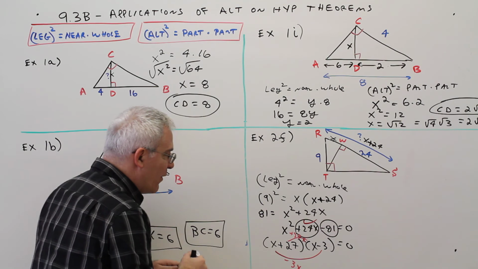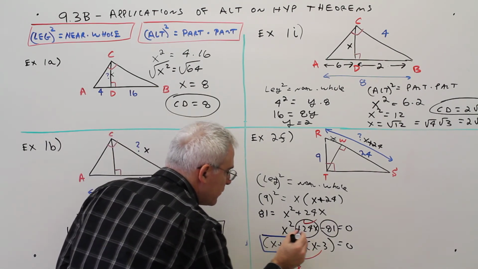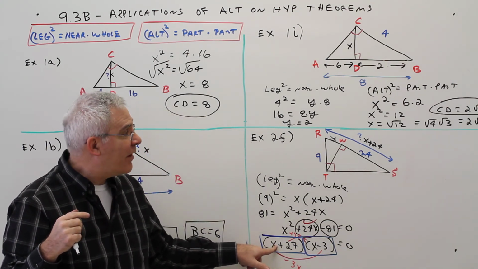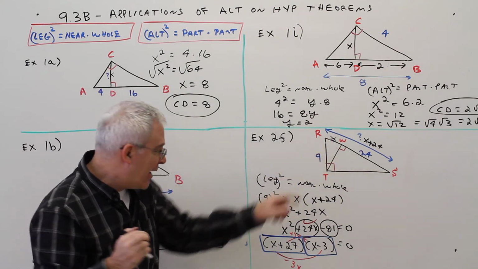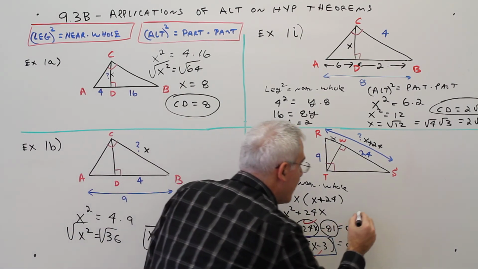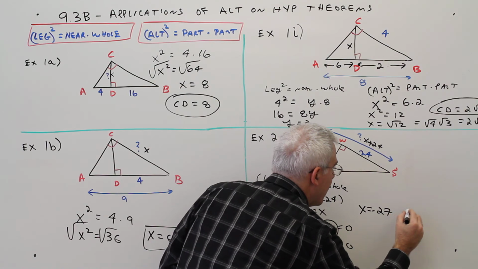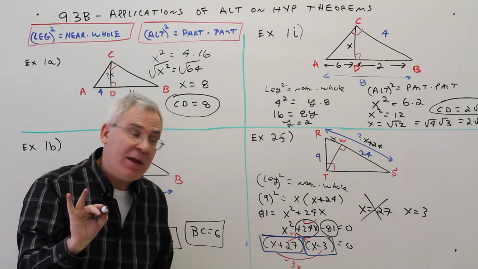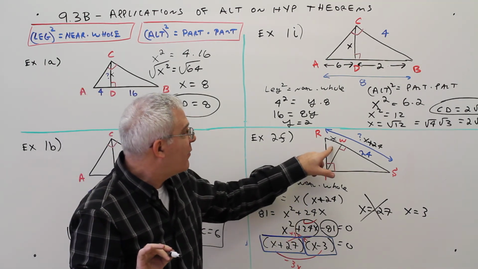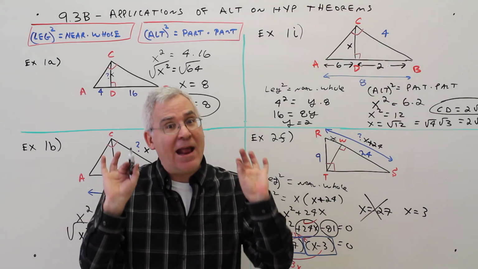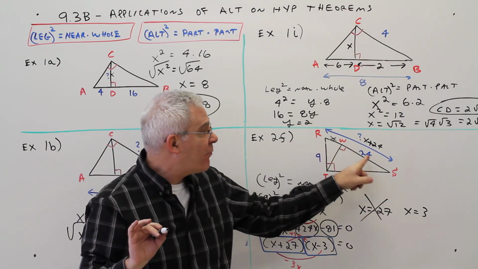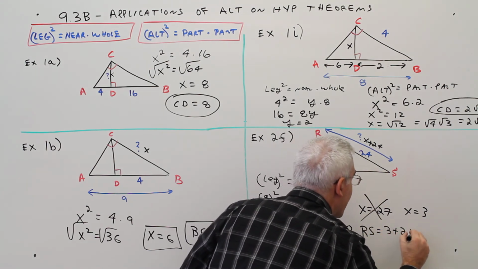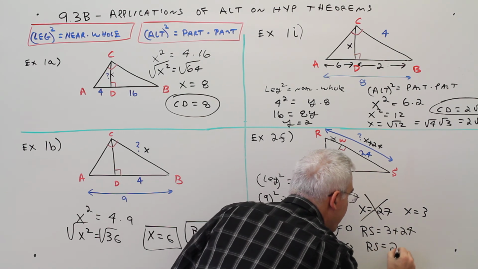And then we're going to chunk each factor and set it equal to 0. I could do that in my head. X could be negative 27. I can't have a negative side length, so I'll just write down my answer. So x equals negative 27, or x equals positive 3. I'm discarding that one because it does not make sense. Let's see if x equals 3 makes sense. Yes. Now, again, answer the question. They don't care about x. They really wanted RS. So RS will be 3 plus 24, or RS will be 27.